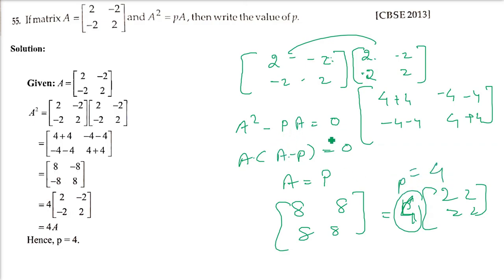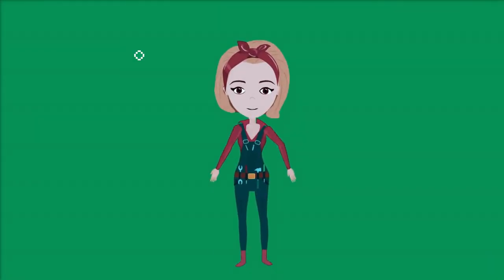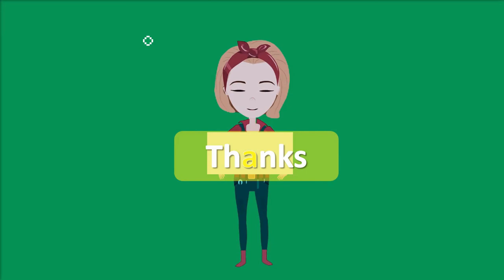So it is -8 and -8. I have not written it. So I just want you to give me an explanation why this A, if it equates to P, A is 2, -2, -2, 2, but P is becoming 4. Why? Okay, this is all about this exercise. Thank you so much. Take care of yourself.